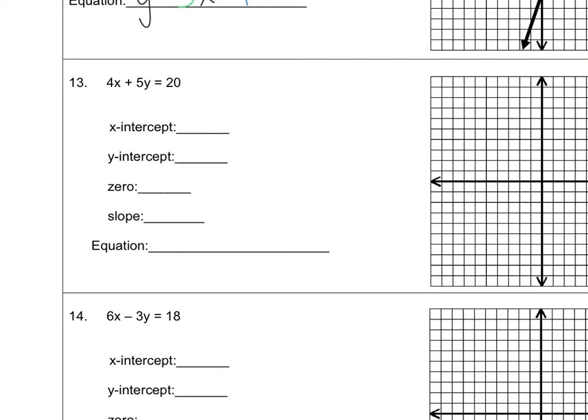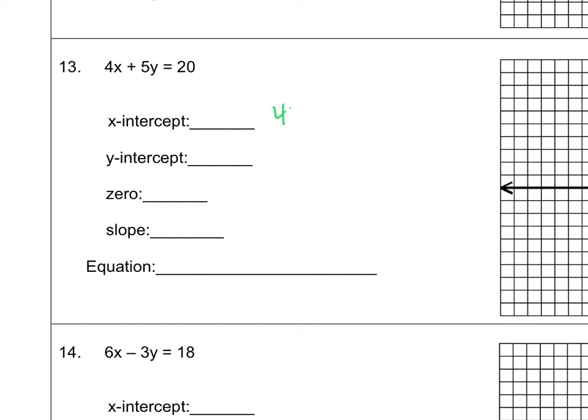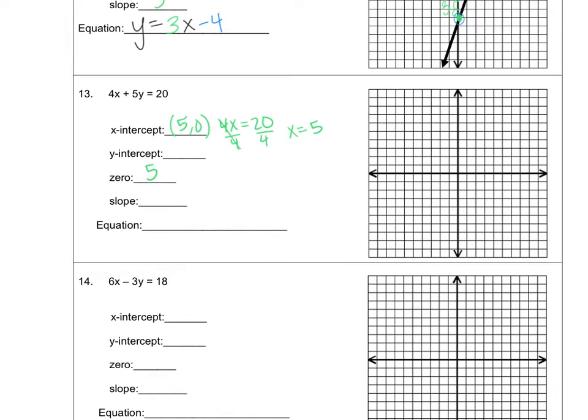Problem 13, they're asking me to find the x and y intercept. So to find the x-intercept, I take the x part, set it equal to 20, divide both sides by 4, and find that x is 5. So that would be the point (5, 0). So I'll graph that on there. And then for the y-intercept, I'll take the y, set it equal to 20, solve. So y equals 4. And put that on there.